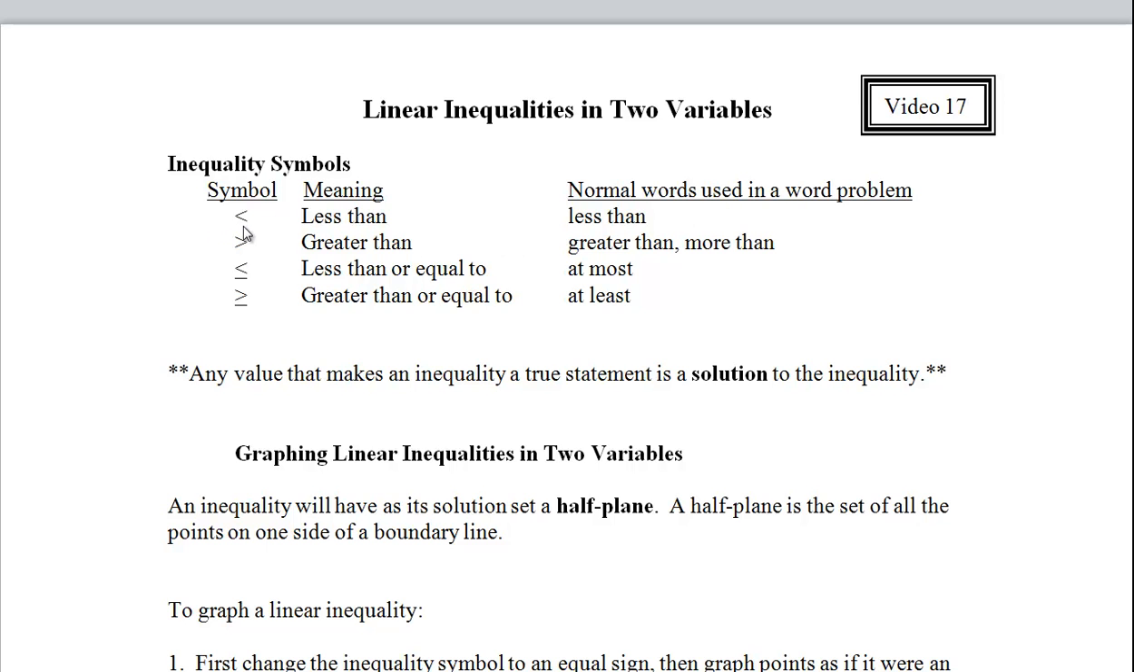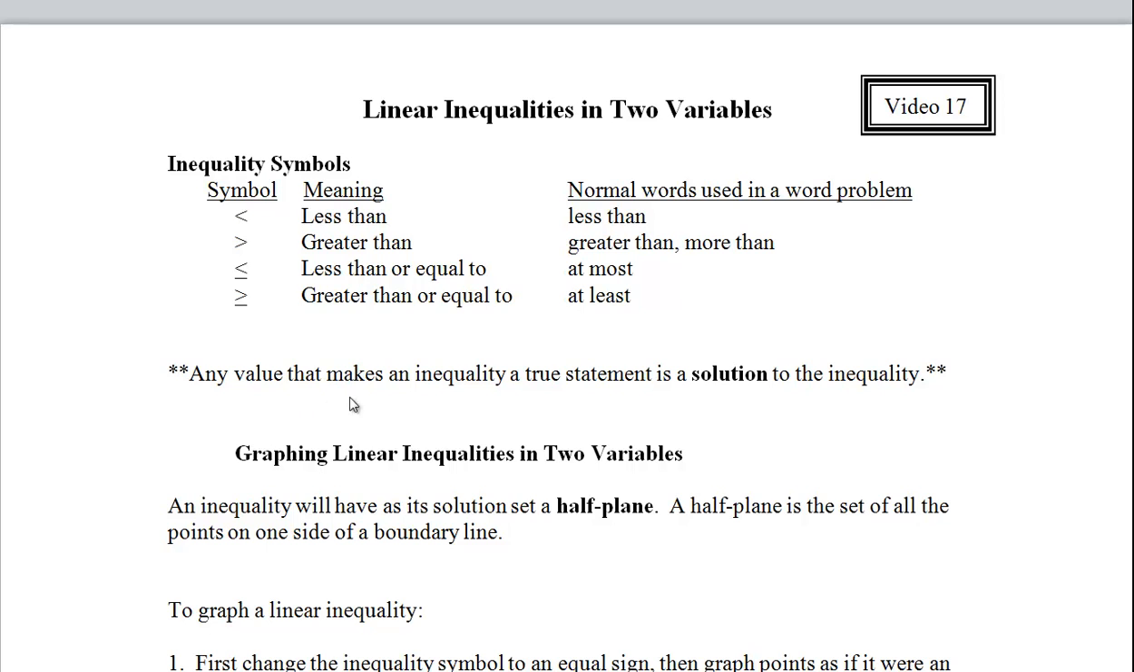Here's a less than, and if you'll notice, less than's used in a word problem. Greater than, sometimes they use more than. Less than or equal to, they like the words at most. Greater than or equal to, they like the words at least. And a lot of people, when they first look at this, think of less than, but at least is a minimum value or more. So you've got to be careful when you run across the at most and the at least words.